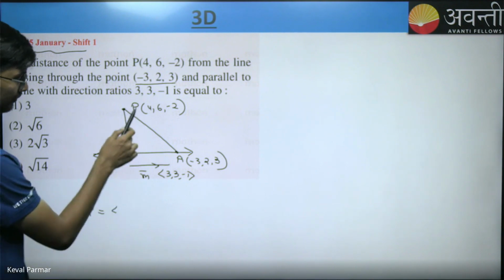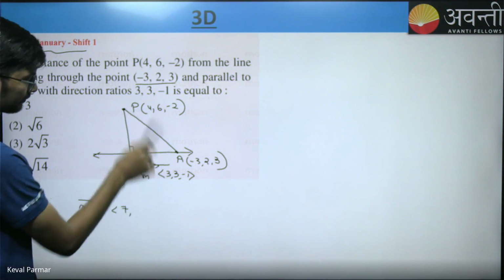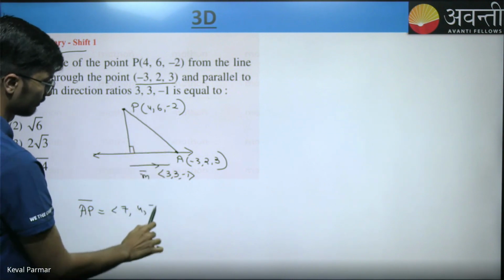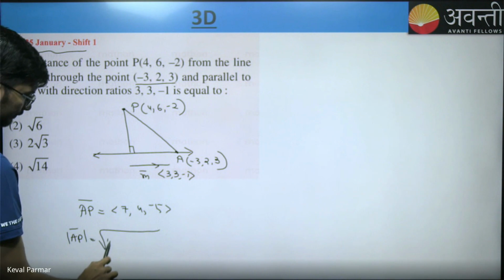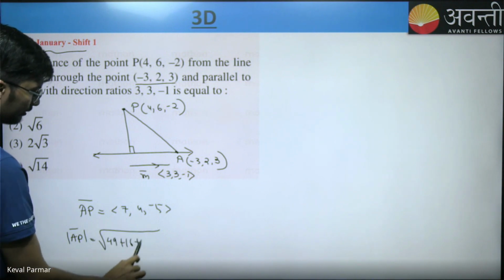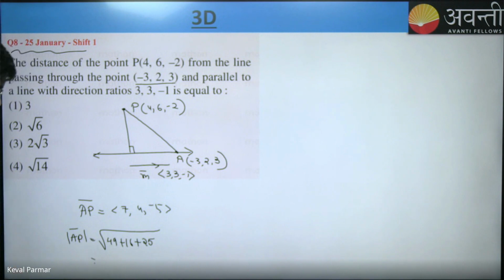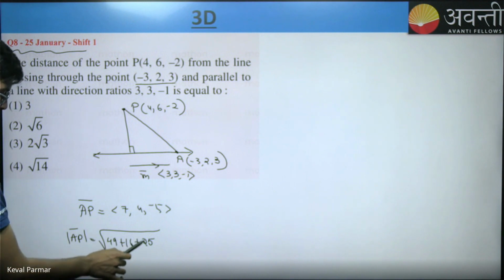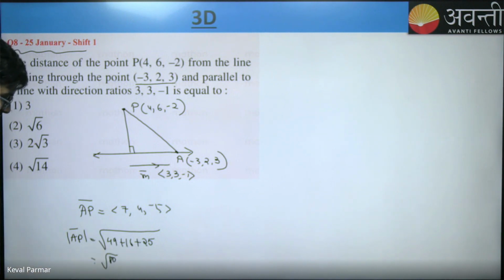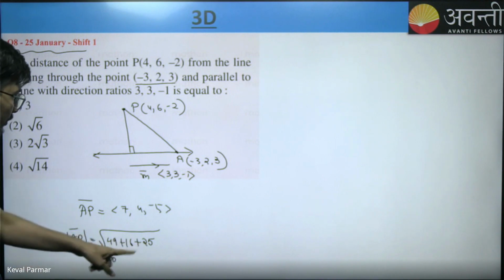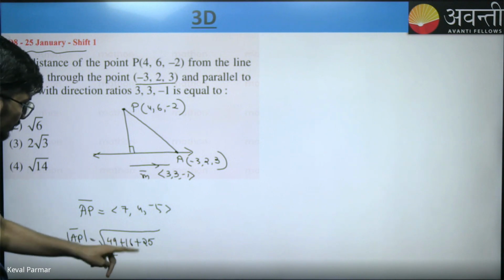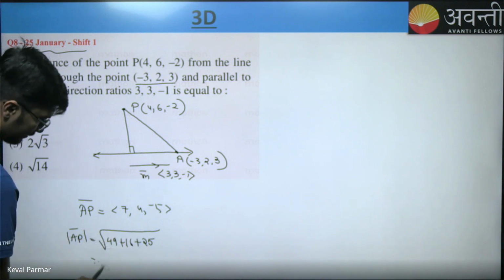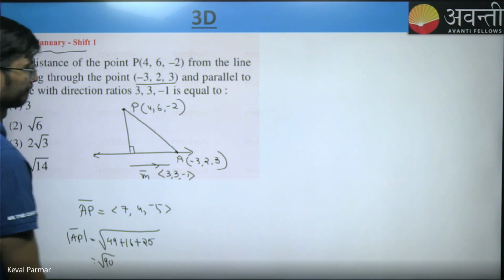So we can get AP. The AP vector is P minus A, which is 7, 4, minus 5. So we can easily get the mod of AP, under root of 49 plus 16 plus 25, which is root 90. We want this distance.